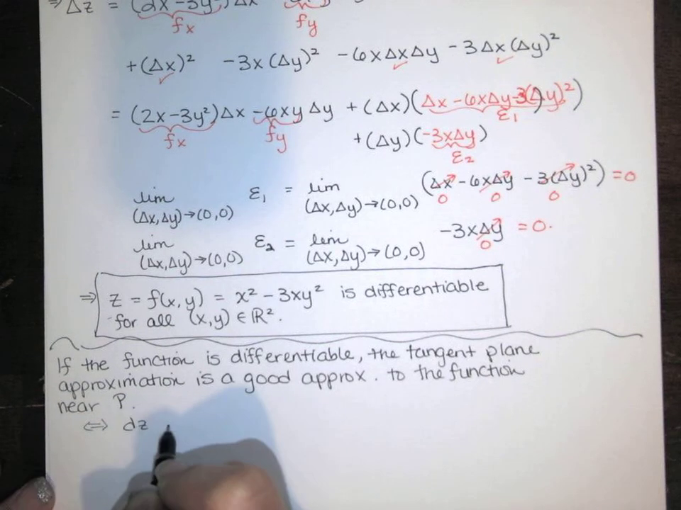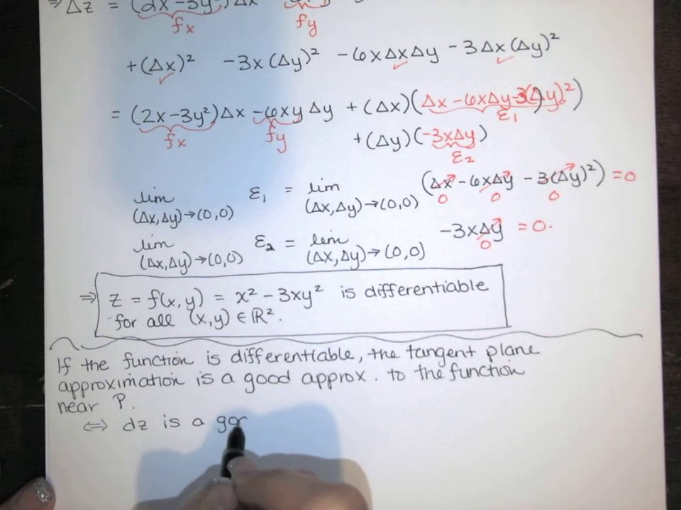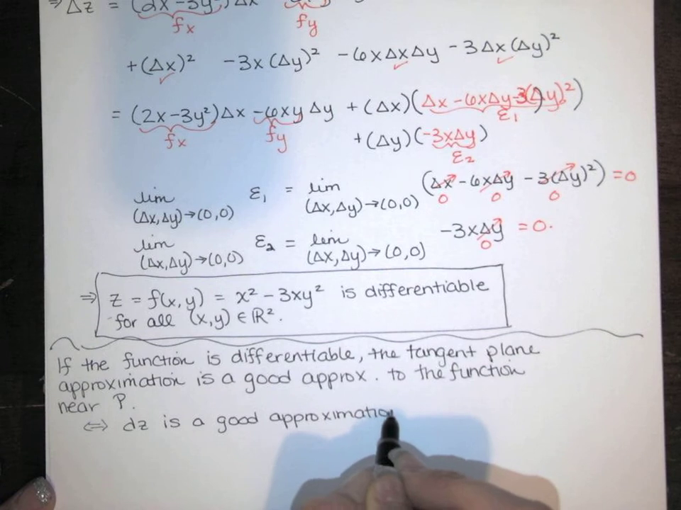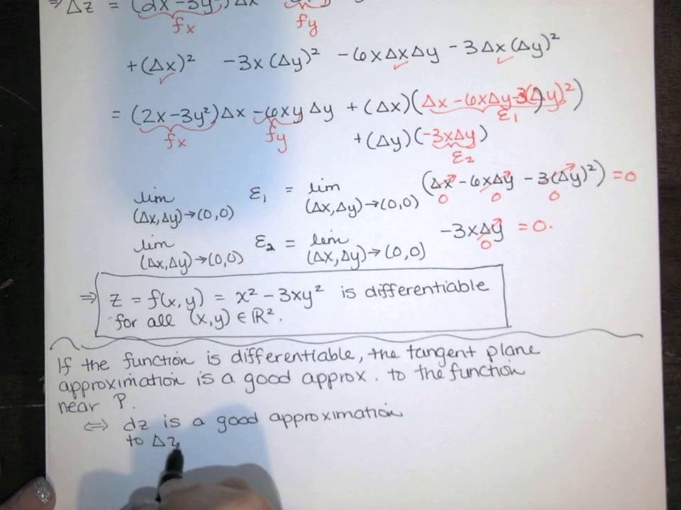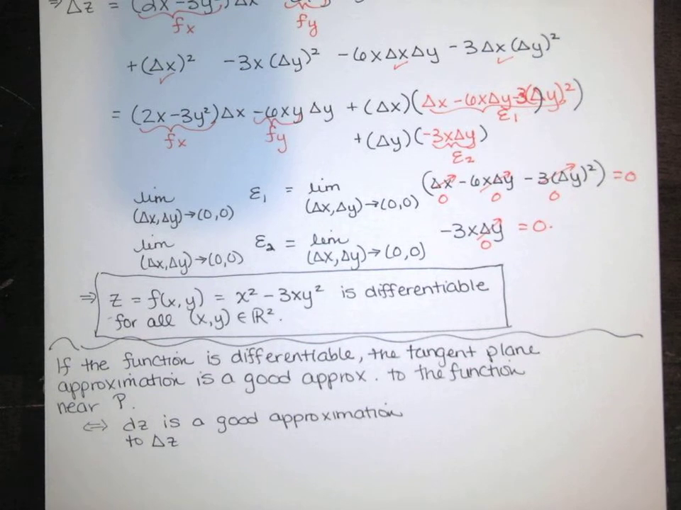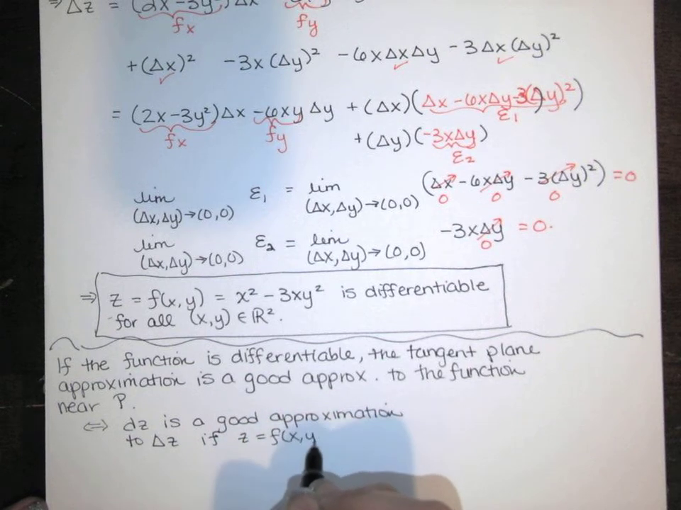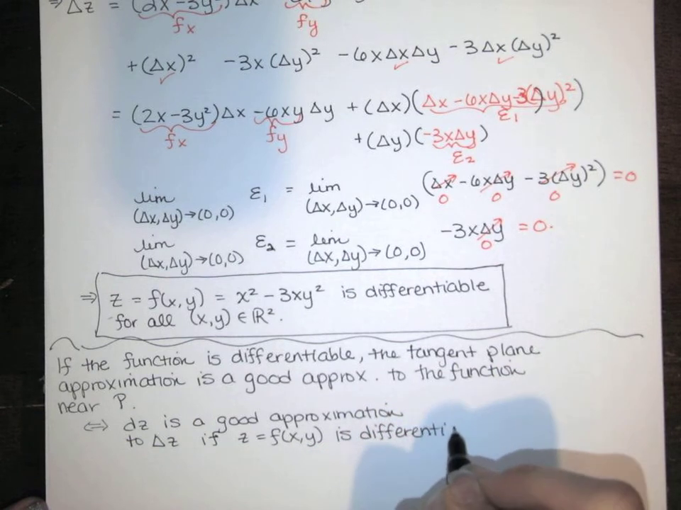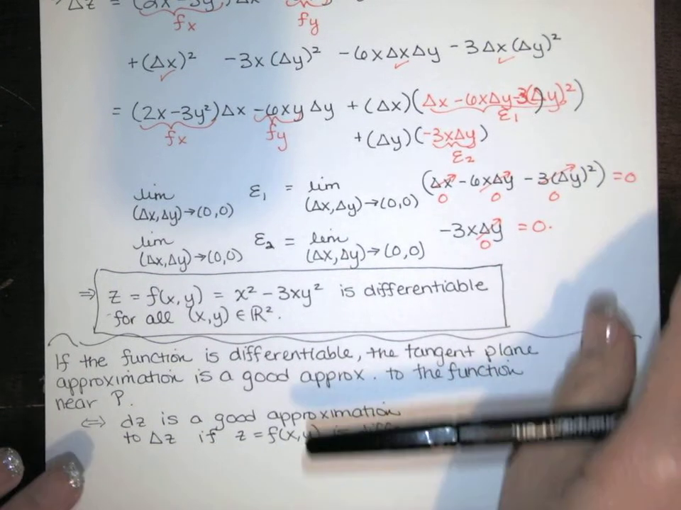So that means dz is a good approximation to delta z. So that differential of z, evaluated at that base point x naught, y naught, is a good approximation to delta z, the increment, the actual change in z, provided that, or if, the original function is differentiable. Okay.